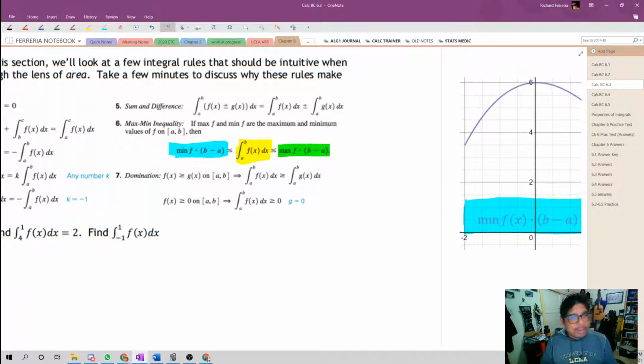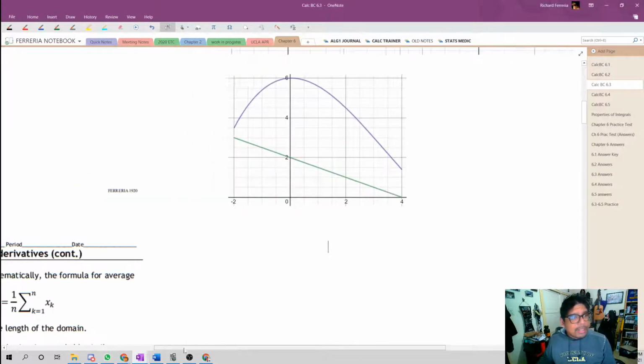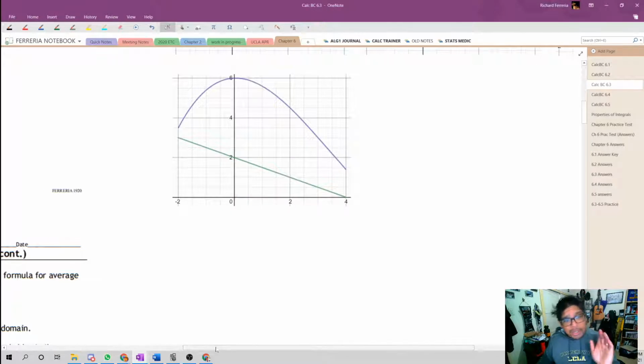This last one here is domination. And in domination, if one function is bigger than the other, then the integral of the bigger function has to be greater than the integral of the smaller function. For this next one, domination, let's take a look at the two functions graphically, and we can see that the purple function is always greater than the green function.